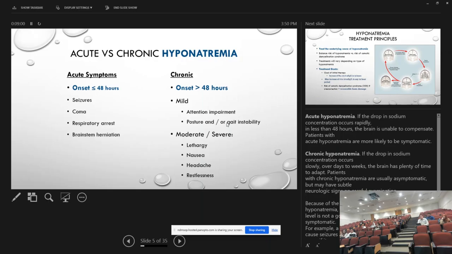So if you identify seizures in a patient, you're going to treat them a lot differently than a lethargic patient, right? You're going to want to change their sodium back to normal, or closer to normal, a lot quicker in this category than this category. So your treatment's going to be more aggressive. Your change in sodium is going to be more aggressive.